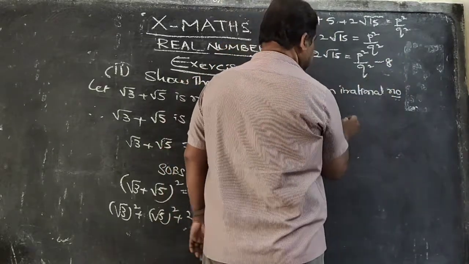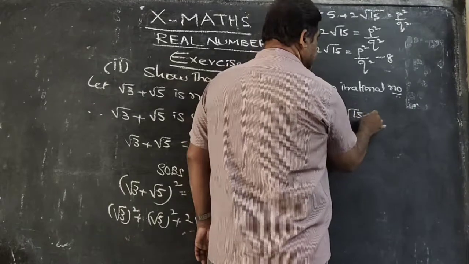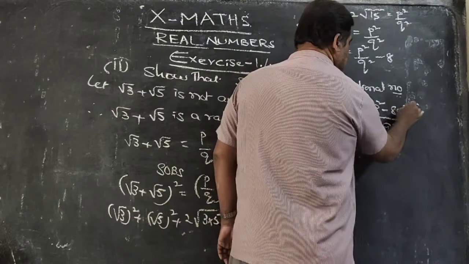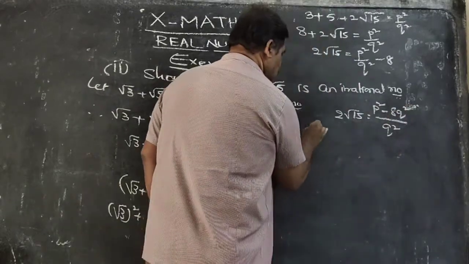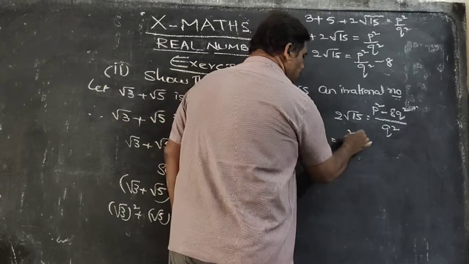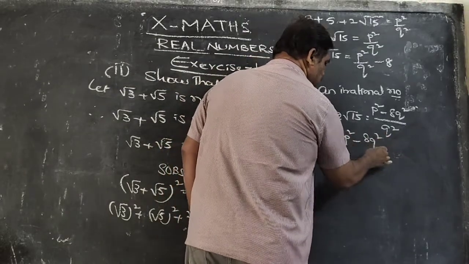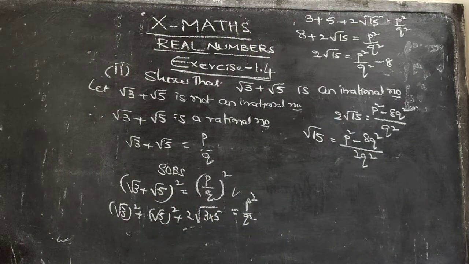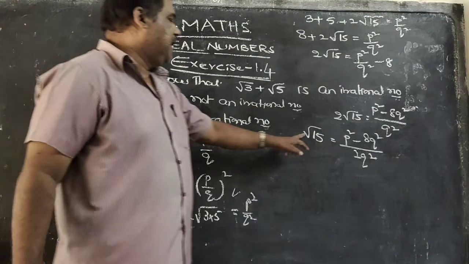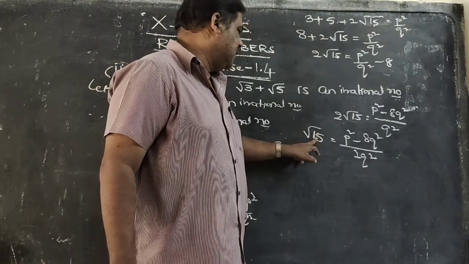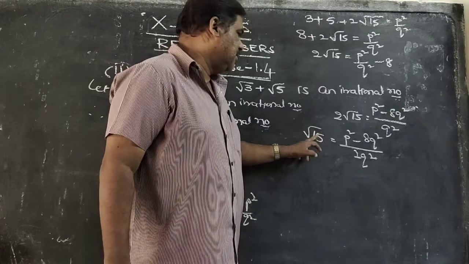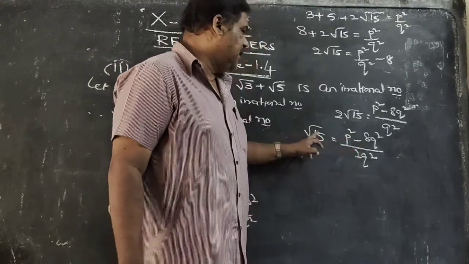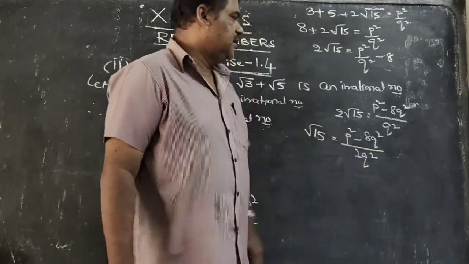Now here you have to take LCM. 2 root 15 is equal to, LCM is Q square, P square minus 8Q square. Send 2 that side. Root 15 is equal to P square minus 8Q square by 2Q square. Here root 15, we don't know the exact value. Root 15 is an irrational number, and here we got it as a ratio. It is in P by Q form. If an irrational number is in P by Q form, this is impossible.